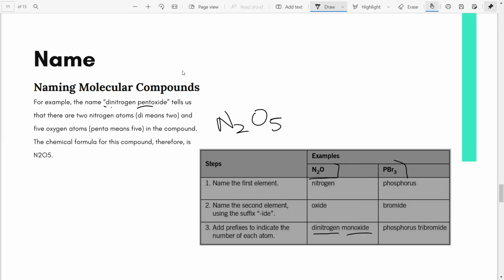The other one we have is PBr3. So P is phosphorus. It's only a single phosphorus, so we can just say phosphorus. And then 3 bromines, meaning tribromide. So we have phosphorus tribromide. So in a lot of these, you'll find that the element term that's coming second will have an IDE ending. That's why we have pentoxide or monoxide or bromide.